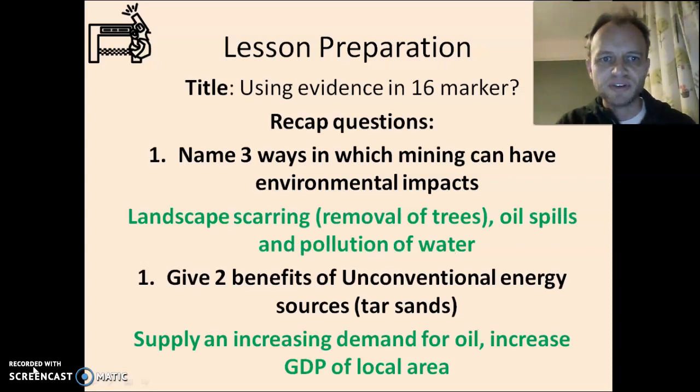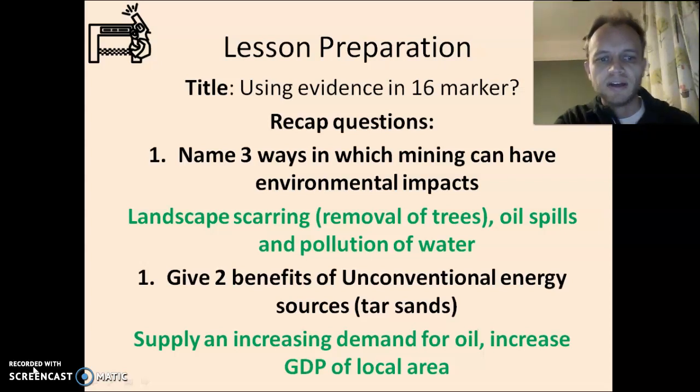Okay, well done. First 2 questions done. Brilliant. So you might have come up with things like these for your answers. If you weren't too sure, make sure you check your answers and add a little bit of detail. Mining can have environmental impacts in terms of landscape scarring, so removal of trees, deforestation, similar sort of things. We've got oil spills and the pollution of water. So those are 3 examples. You might have had different ones, but those are the sorts of answers that we might be looking for.